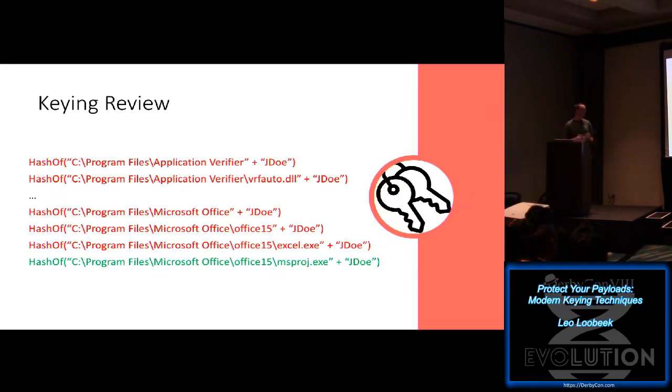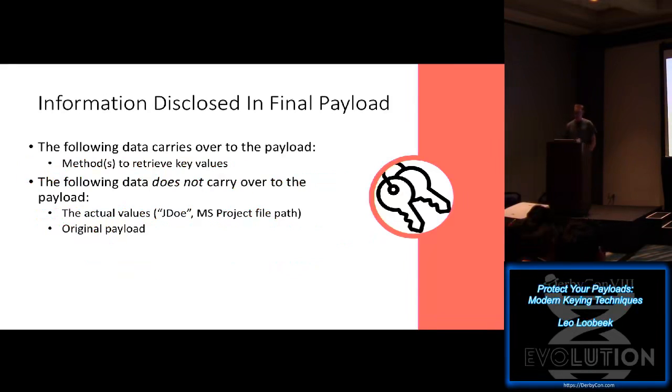If it doesn't work, it'll just move on to the next one. So what that would look like is, let's say Application Verifier is the first folder path underneath C program files, tack on jdoe. If this was executing on jdoe's workstation, try and decrypt, doesn't work, keeps bumping down the list until you finally find the Microsoft Project file, hash that with jdoe, use the first 32 characters, it decrypts and executes, and the decrypted payload works. So that's keying in a nutshell.